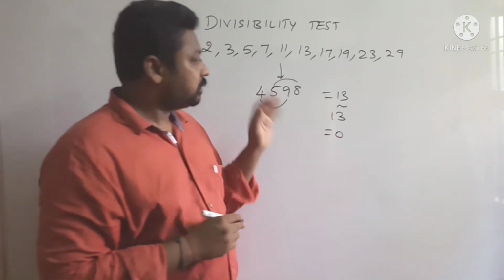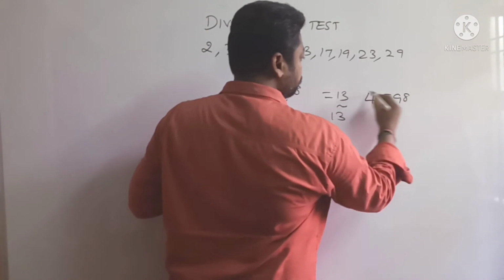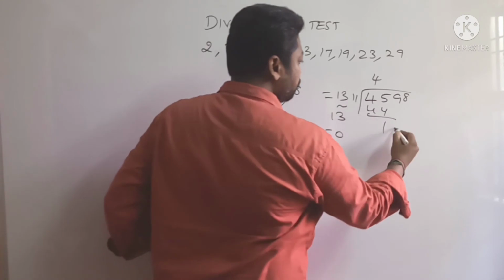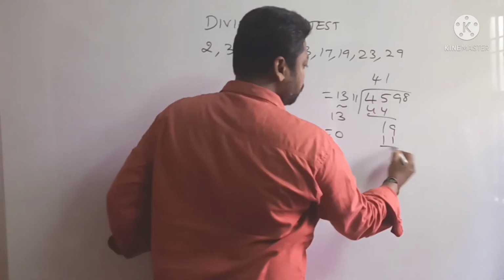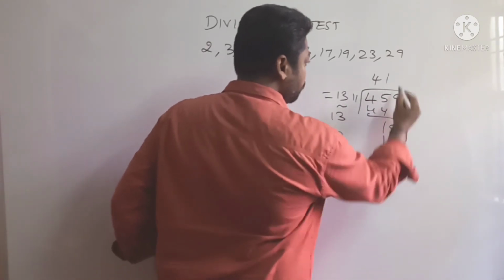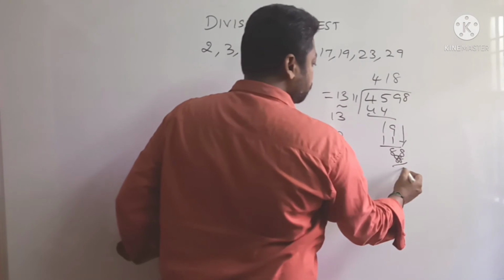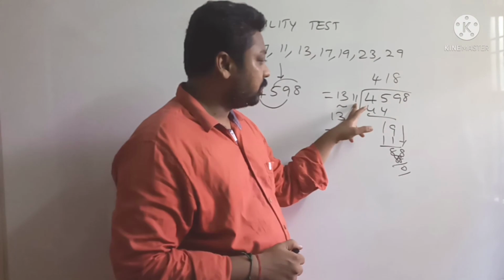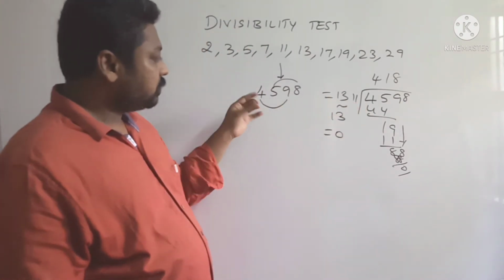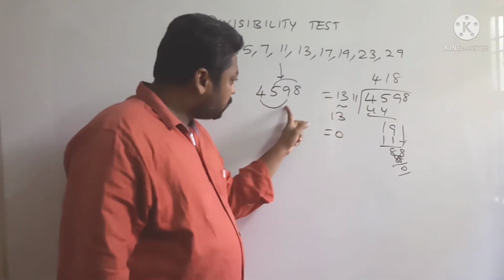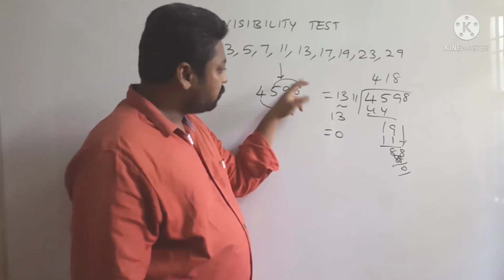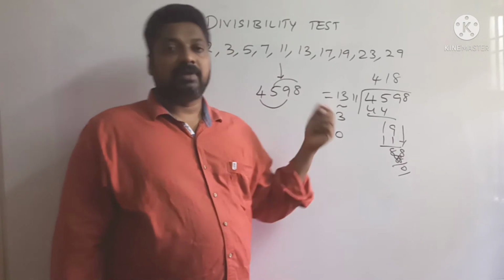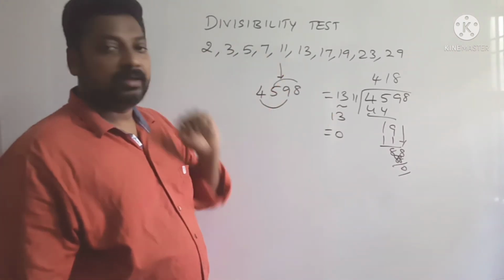So we will check it. 4 11s are 44, 1 11s are 11, 8 11s are 88. Since the remainder is 0, 4598 is divisible by 11. So what is the divisibility test? Add the digits at the odd places, then add the digits at the even places, and find the difference. It should be 0 or a multiple of 11. Then the number is divisible by 11.